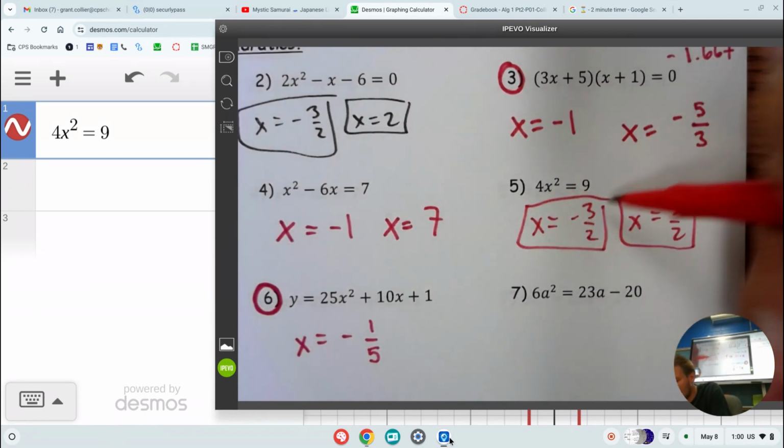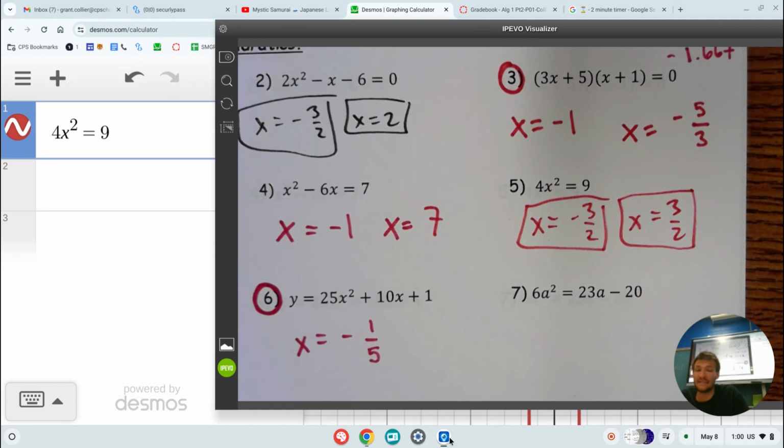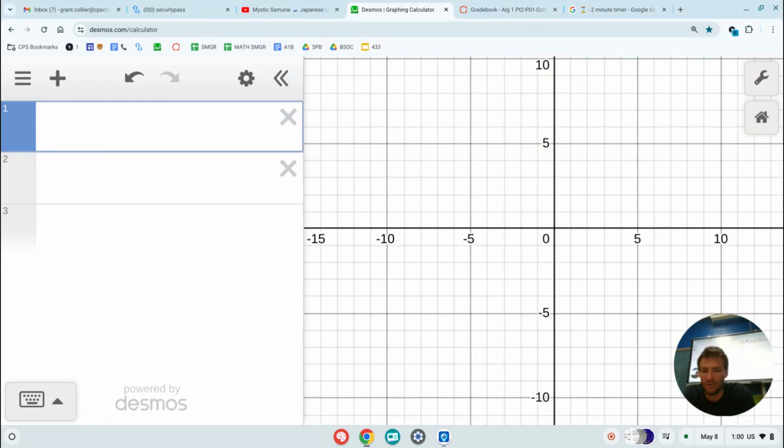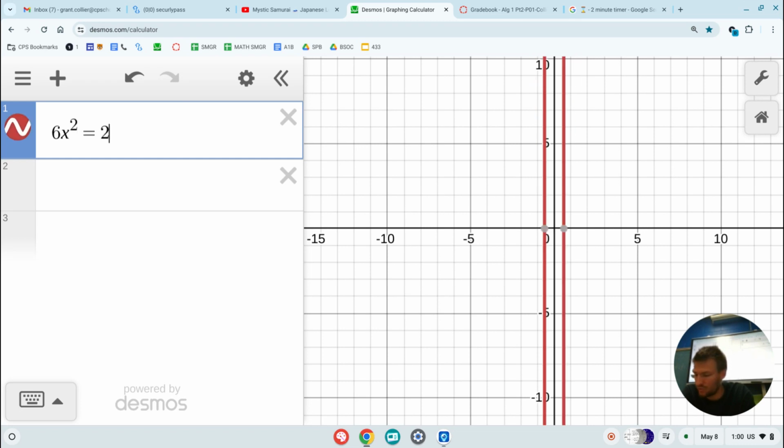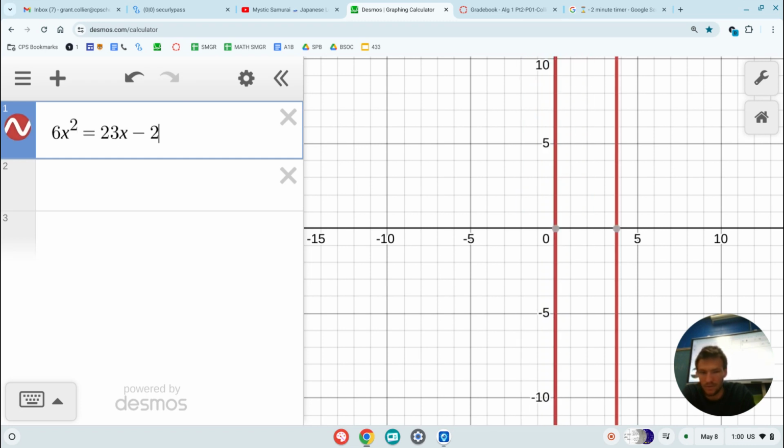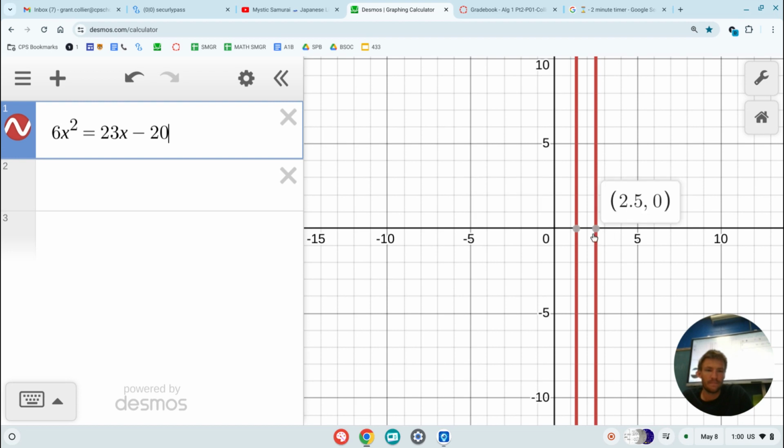Now, what about this last one? It says 6a squared equals 23a minus 20. I know that the a's are not going to work. X equals 4 over 3. So let's see. You have to keep on going, and eventually it could be 4 over 3. I got you. That's exactly what I saw. Brandon's right on it. 1.333.